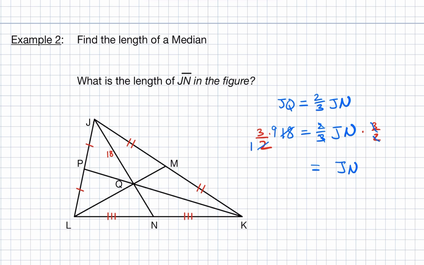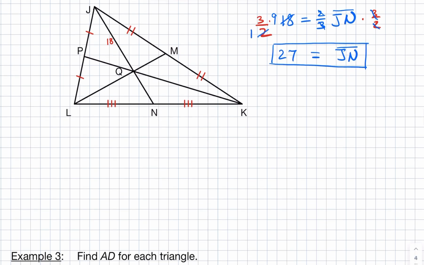3 times 9 is 27. And so JN, segment JN, I should put these marks on so that we know these are segments. Segment JN has the length of 27. Okay, so let's take a look at a couple more examples.